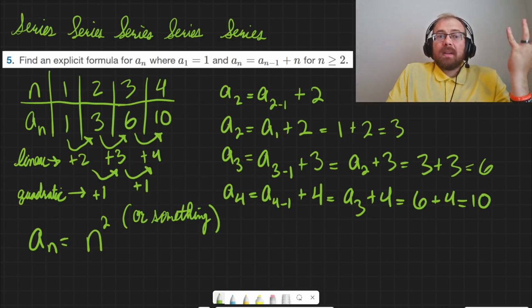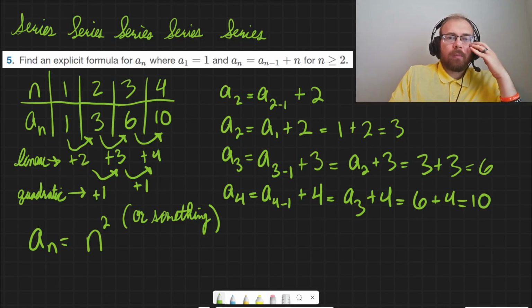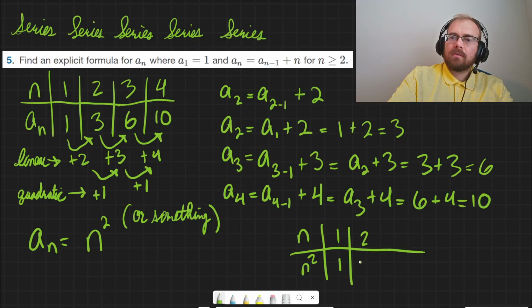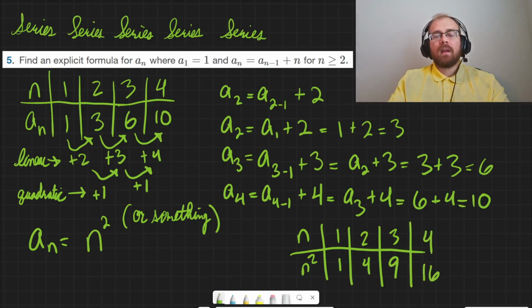Well, what if I just do n squared? What would happen? Well, 1 squared is 1, 2 squared is 4, 3 squared is 9. It looks like that would already be kind of close. So n squared would give 1, 4, 9, 16. And we kind of already have something like that. Let's see how close we are. 4 and 3 are 1 away, 9 and 10 would be 1 away.